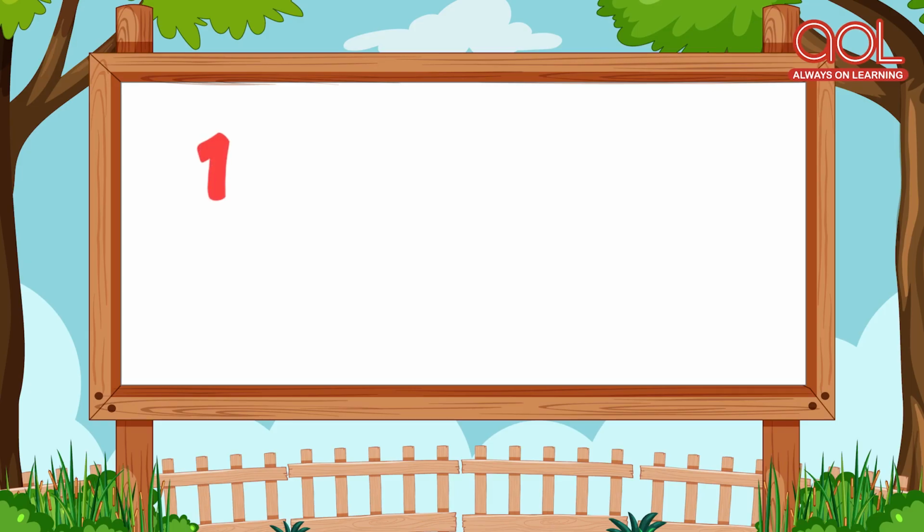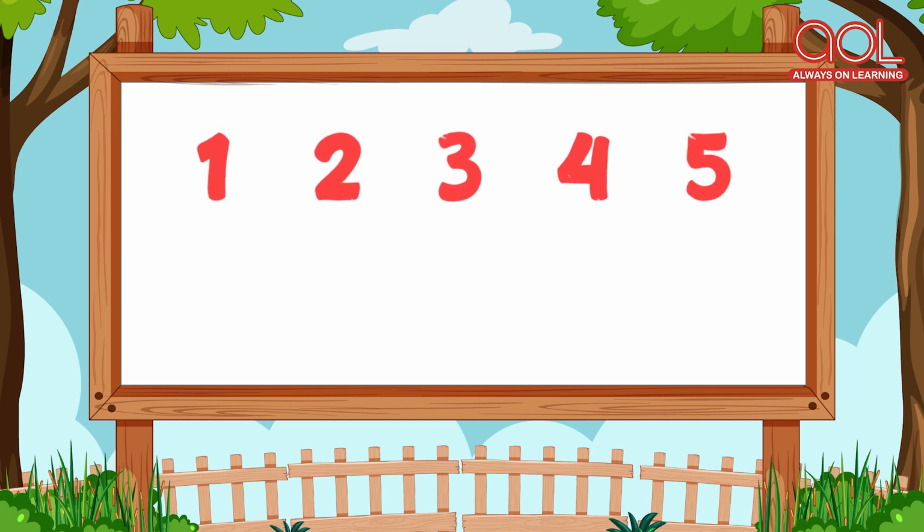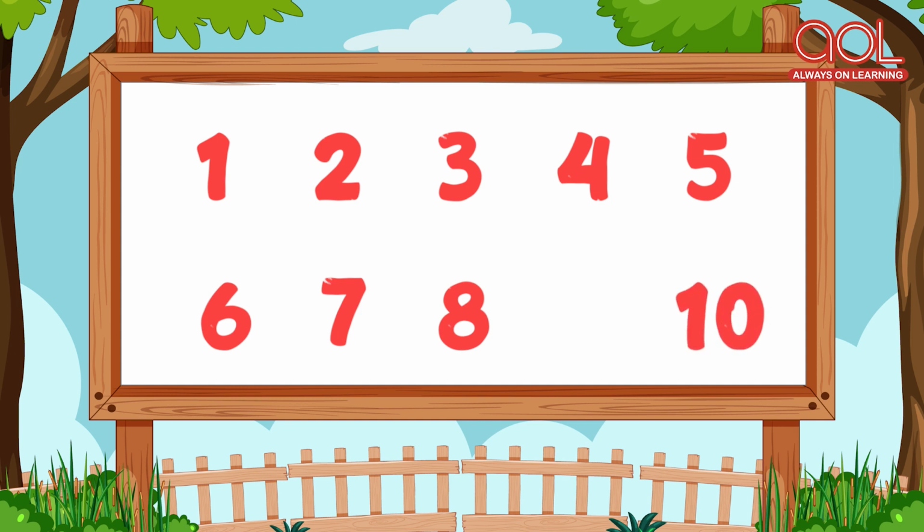Let's count and check if all the other numbers came back to their place. 1, 2, 3, 4, 5, 6, 7, 8, 10. No, still one number is missing. Kids, can you tell me which number is missing? Think, think. Yes, it's number 9. Number 9, we got you. Come back to your place.